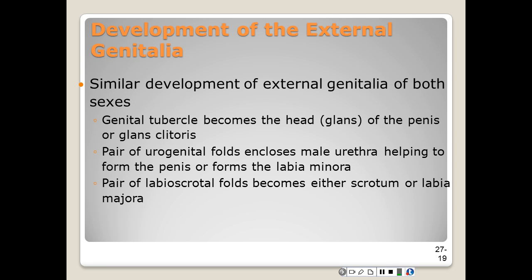The second is the urogenital folds. You have a pair of those that fold and enclose the male urethra, helping to form the penis, or form the labia minora. And the last one is the labioscrotal folds, a large pair of tissue folds lateral to the urogenital folds. Basically, they're going to form the scrotum for the males and the labia majora.